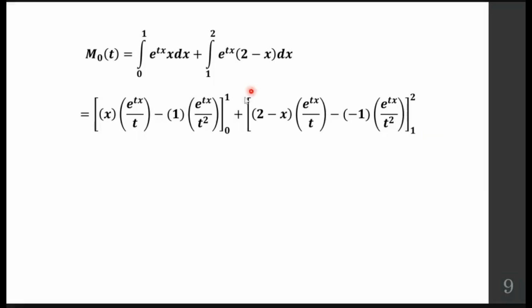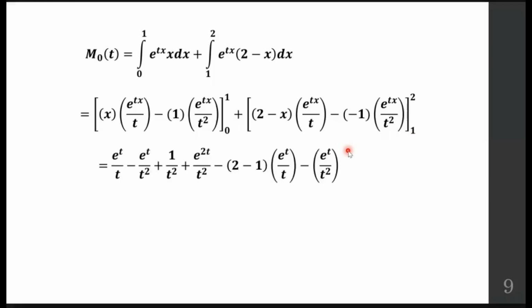So when we apply the upper limit, when the value of x is 1, here we get 1 times e raised to t upon t, again minus e raised to t upon t square. When x is 0, the first term is 0, we will have 1 upon t square. When x is 2, here 2 minus 2 is 0, then the lower limit. So applying the upper limit and the lower limit, first we put x as 1, so e raised to t by t. Here also we put x as 1, so e raised to t upon t square.